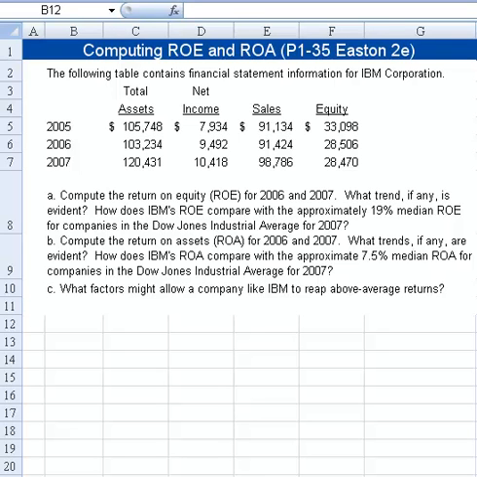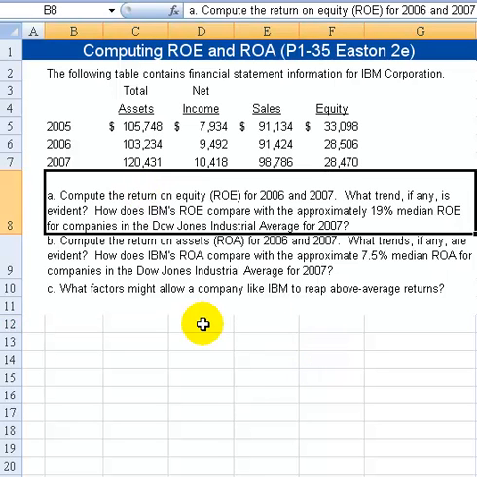Let's take a look at problem 1-35, which asks us to compute ROE and ROA. The problem reads, the following table contains financial statement information for IBM Corporation, and you see the table information on your screen. Then we're asked to compute the return on equity for 2006 and 2007, and then also reading in Part A here, what trend, if any, is evident? How does IBM's ROE compare with the approximately 19% median ROE for companies in the Dow Jones Industrial Average for 2007? All right, well, let's tackle that.